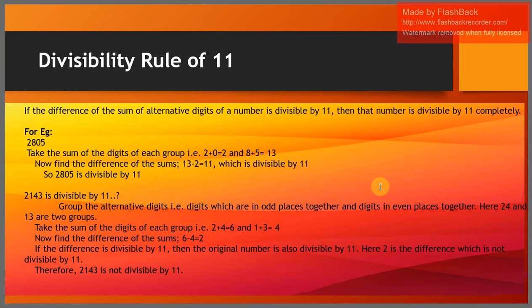Divisibility rule of 11. If the difference of the sums of alternate digits of a number is divisible by 11, then the number is divisible by 11 completely. For example, 2805. Take the sum of the digits of each group, that is 0 plus 2 is equal to 2 and 8 plus 5 is equal to 13. Now find the difference of the sums. 13 minus 2 is equal to 11, which is divisible by 11. So 2805 is divisible by 11.